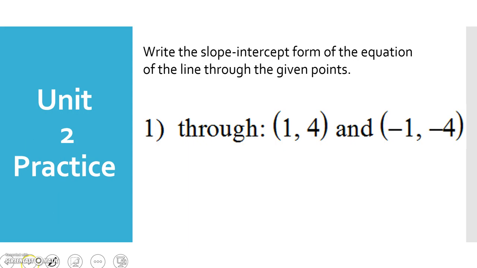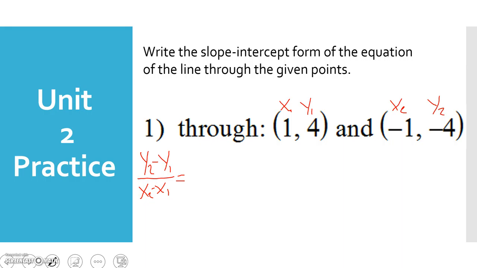Alright, hope you had a few minutes to practice. Now these next ones are very similar to the last one, but we do have to find the slope first. So remember our slope formula is y2 minus y1 divided by x2 minus x1. And remember our x values always come first in our ordered pairs.